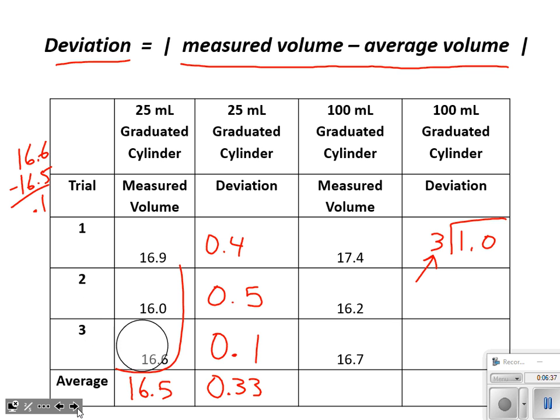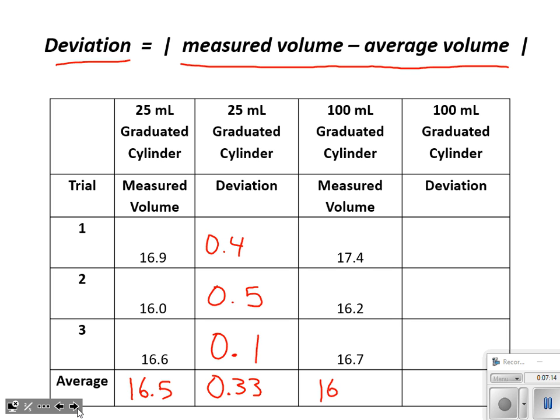So now I'm going to clean up my data table here a little bit. We're going to go on and do the 100 milliliter graduated cylinder: 17.4 plus 16.2 plus 16.7. Okay, that gives me a value of 50.3. When I divide that by 3, it gives me a value with sig figs of 16.8.